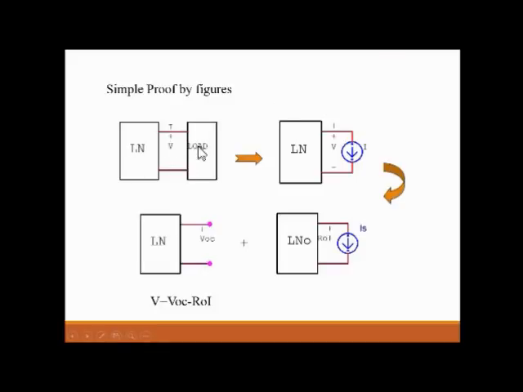Now this is a network connected to the load. You can convert it into a current source in this manner. Now this part is equal to this network with open circuit, the potential across the open circuit, plus a current source.